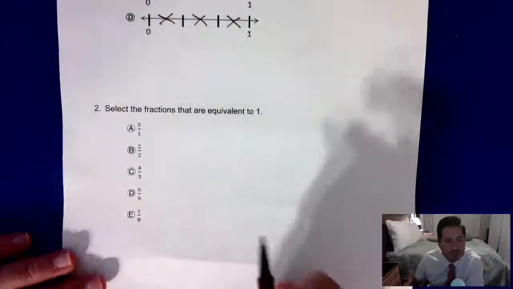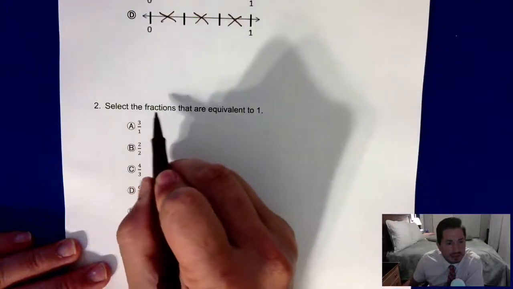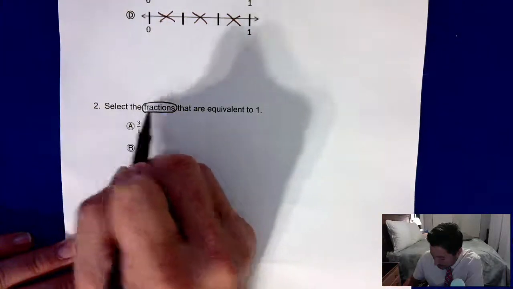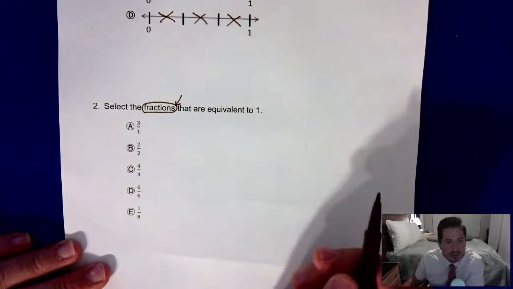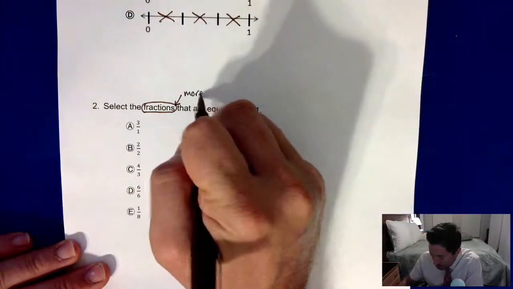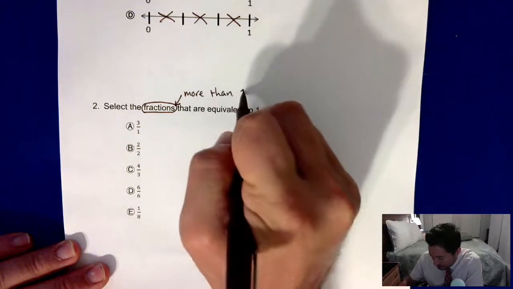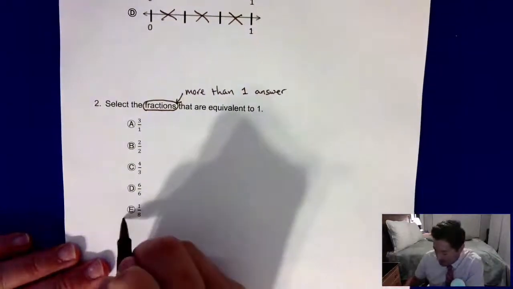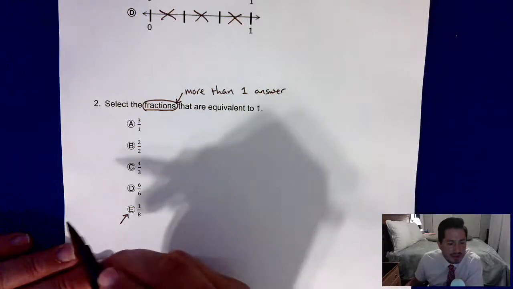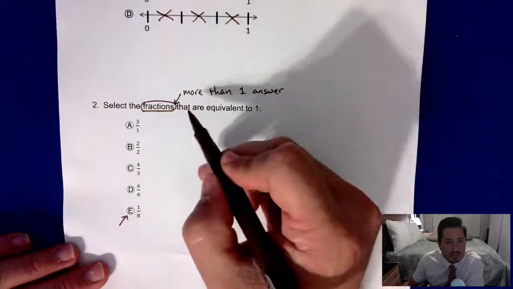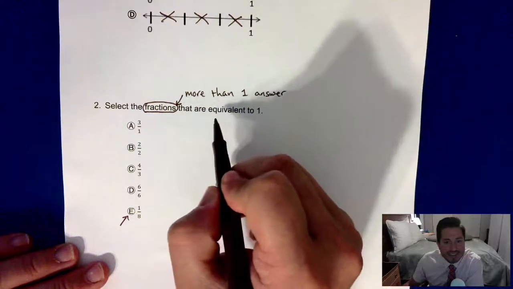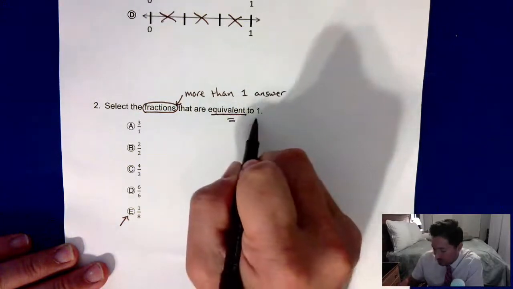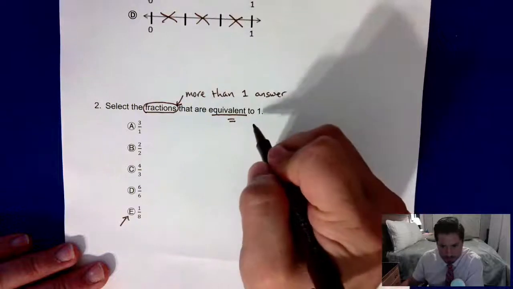Okay, number 2. Select the fractions. And I see this S right there, so it's going to be more than one answer. And I also know it's more than one answer because I have an E option. E means that there's going to be more than one answer. Select the fractions that are equivalent. Equivalent means the same, equivalent to 1. And that's 1 whole.